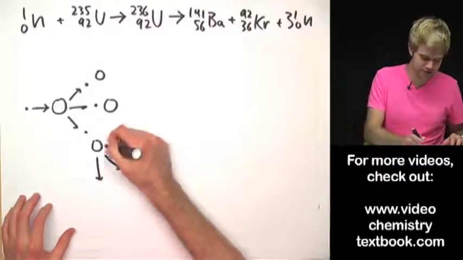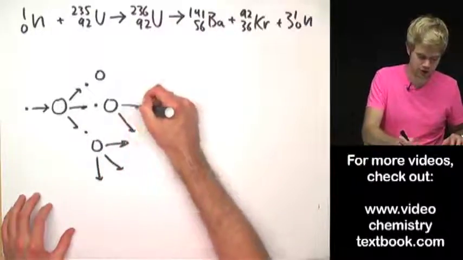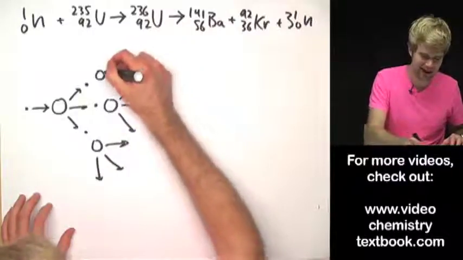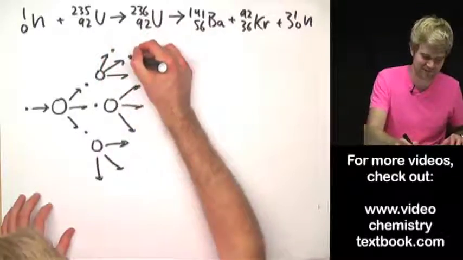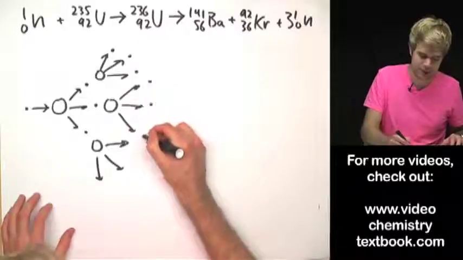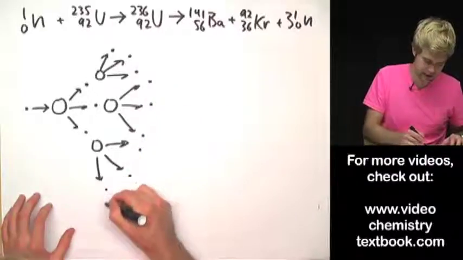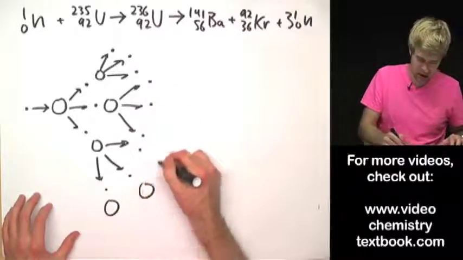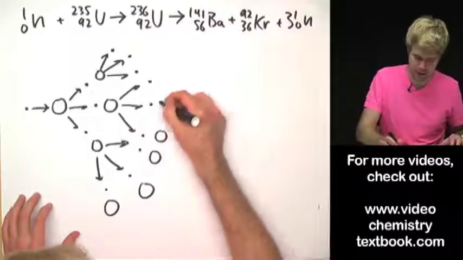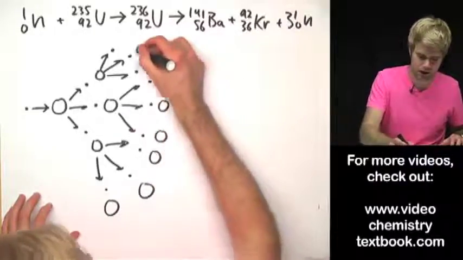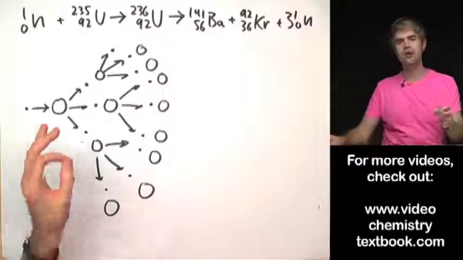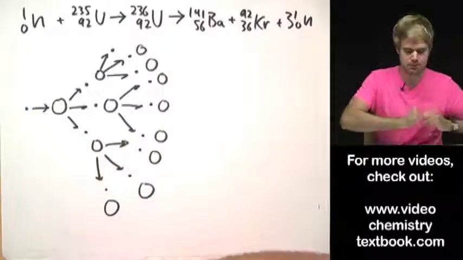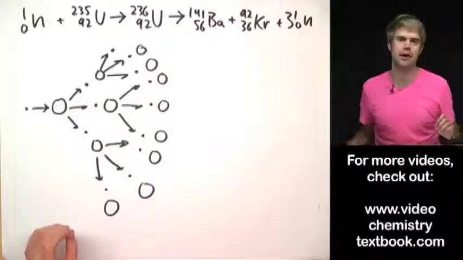Each one of these makes 3 neutrons, okay? Here are the arrows for the neutrons coming out. And each one of these neutrons can split a new uranium atom. So I'm not going to draw this all the way, but you can see that very quickly we can be splitting tons and tons of atoms.